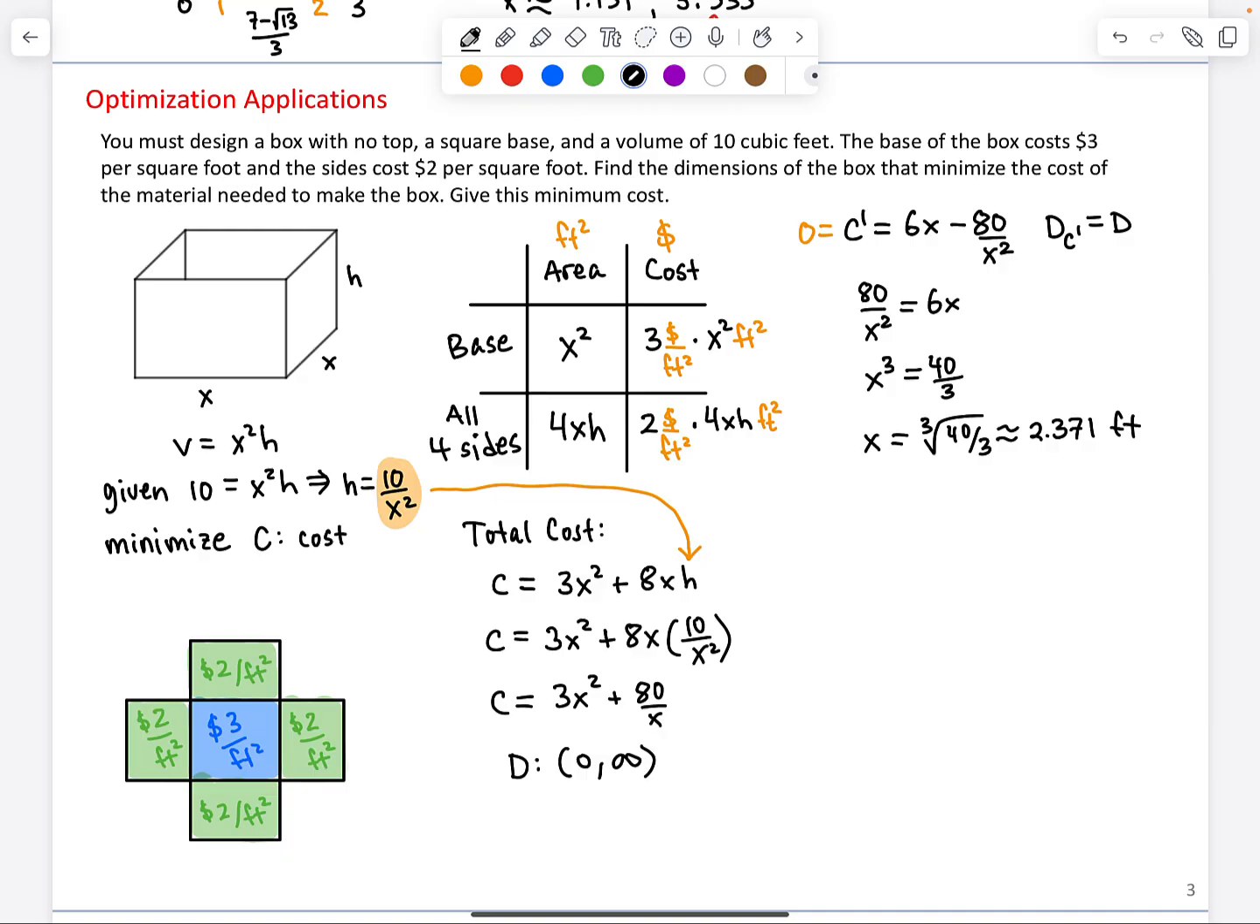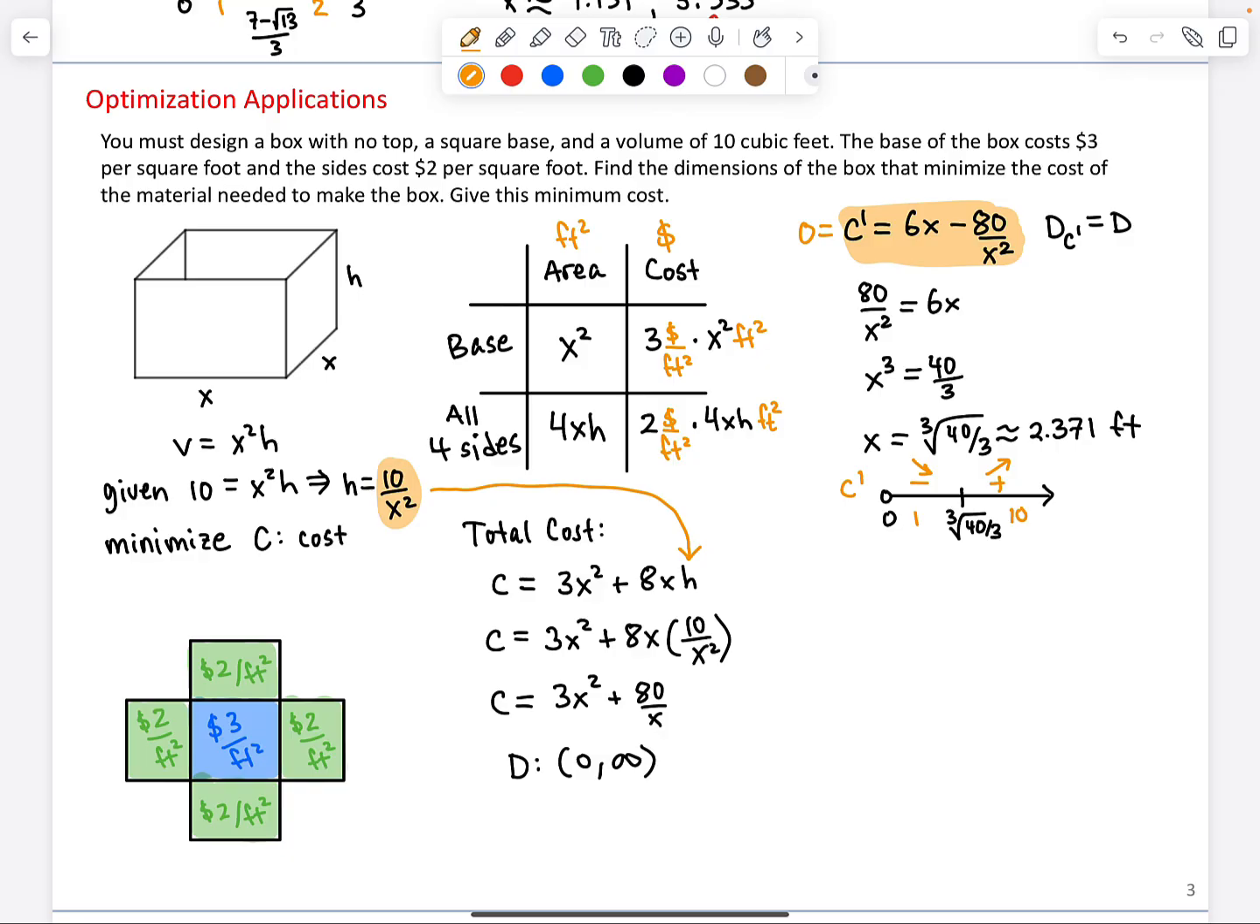So make a number line that reflects our domain. Our domain starts at 0, but exclusive, and goes to infinity. We put our only critical number on it and pick some test numbers that are easy. So a 1, and I'll pick a 10. That will be easy to plug into our derivative. So looking at C prime, we plug 1 in for x, we get 6 minus 80, we get a negative result, meaning the C function is decreasing. Now we plug in 10, we get 60 minus 80 hundredths. That's clearly a positive number, meaning that our cost function is increasing.